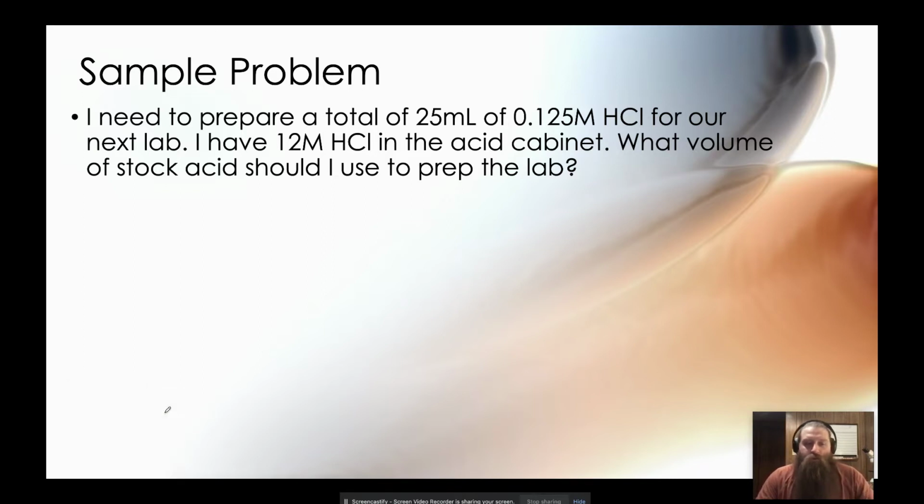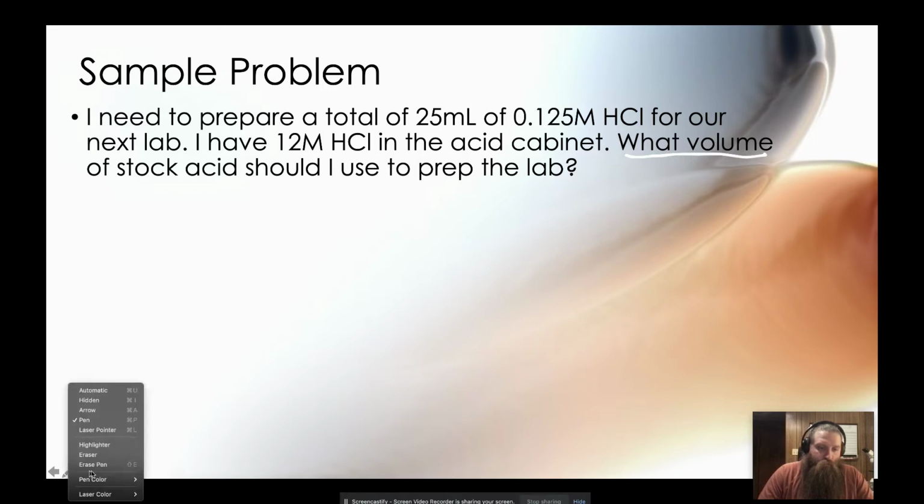So let's use a pen. Well, the first thing it asks for is what volume? Well, that's not really easy to see, is it? Let's flip over. Can't work again.